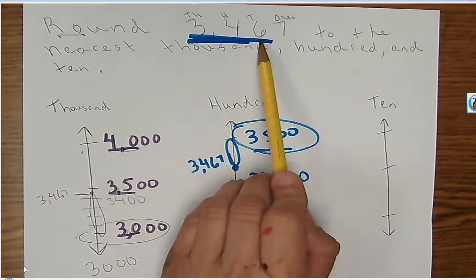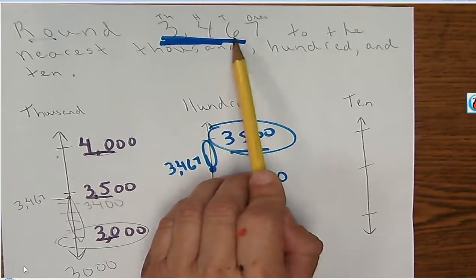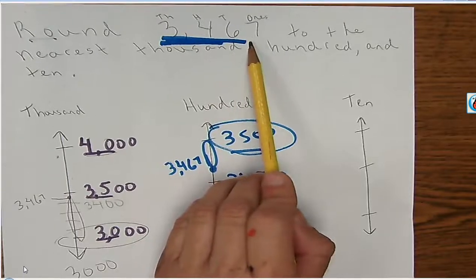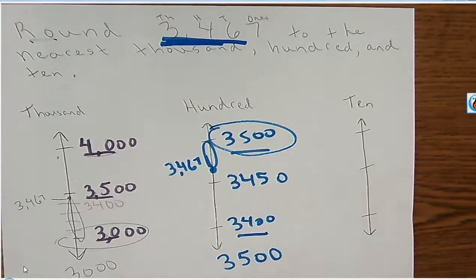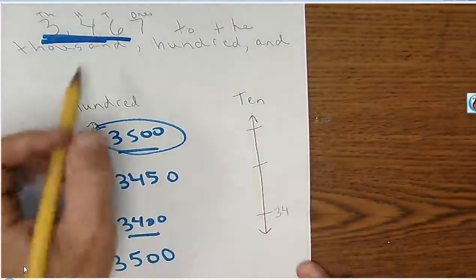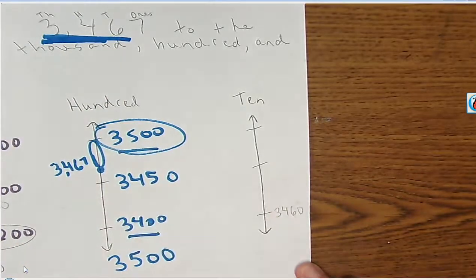3,460. Another way to think about it is, which two tens is my number between? It's somewhere between 3,460 and 3,470. So, for the low, we need to put 346 tens, which is 3,460. And then if you added 10 more, so one more 10, you'd get 347 tens, or 3,470.